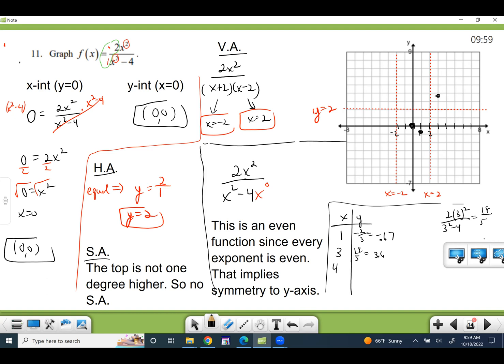So about right here, you guys, because this is where 3 is, and this is where 3 is, and this is where 4 is. So 3.6 would be like right there.